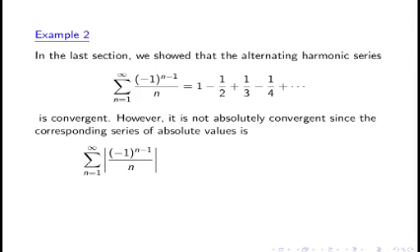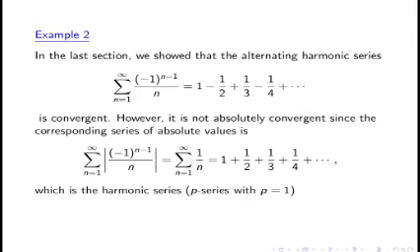However, it's not absolutely convergent, because if I look at the corresponding series of absolute values, then I get the sum from 1 to infinity of 1 divided by n, which is in fact our old friend the harmonic series, and we know that the harmonic series does not converge. So, what have we got now? From this example we can see that it's possible for a series to be convergent but not absolutely convergent.